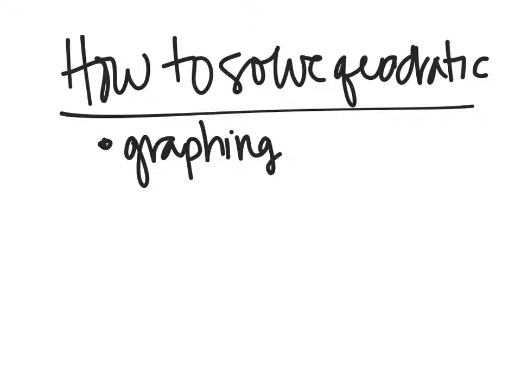And when you're solving by graphing, all you're doing is you're looking for the x-intercepts. That's all you're doing. When you're solving by graphing, you're looking for the x-intercepts. And then the second way that we learned how to solve was we learned how to solve by factoring.